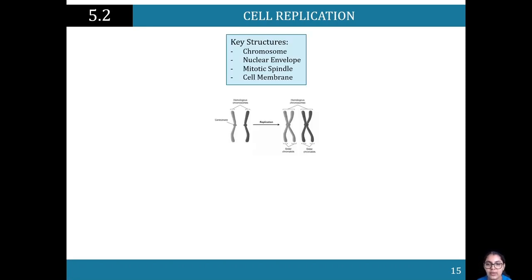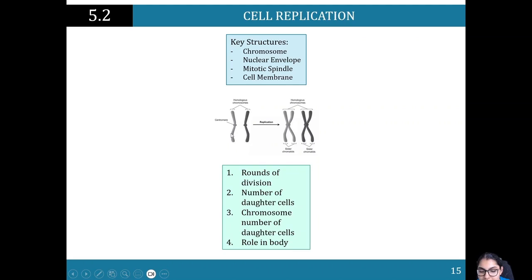So here we are, a couple of key structures to remember before we even begin. These are chromosomes. Yep, both of them are chromosomes. Chromosomes will have a nuclear envelope, and there will be a mitotic spindle involved, and obviously the cell has a cell membrane. So this is a chromosome, and so is this, and this is also one chromosome and one chromosome.